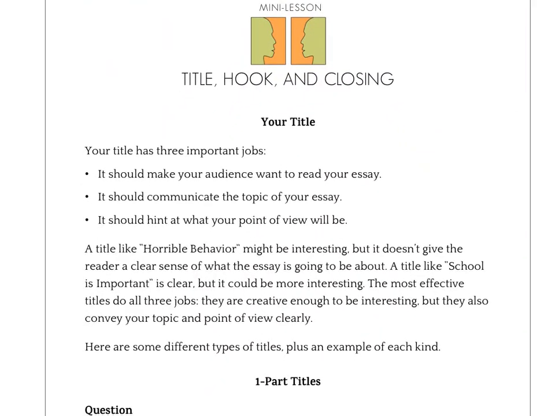So let's start with the title. And when you're doing this assignment, you can really do them in any order. But we're going to start with the title. A title has 3 important jobs. It needs to make your audience want to read it. It's like an advertisement, basically. It should communicate the topic of your essay.